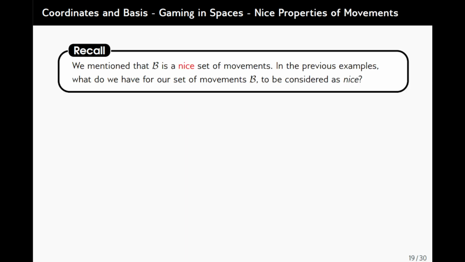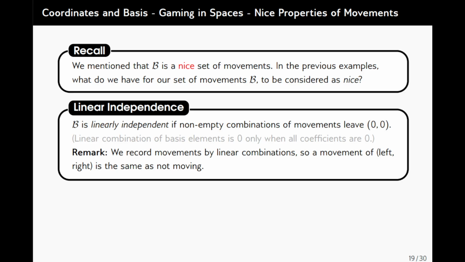But there's a problem. We mentioned B is a nice set of movements, but what exactly do we mean by nice? I didn't even tell you what is nice. We call the set of movements nice if it satisfies two different notions. One of them is linear independence.